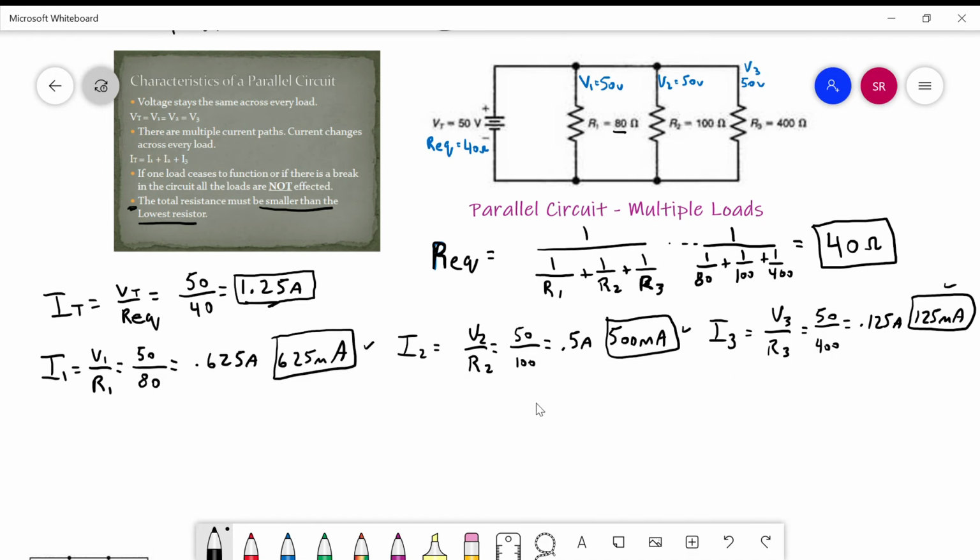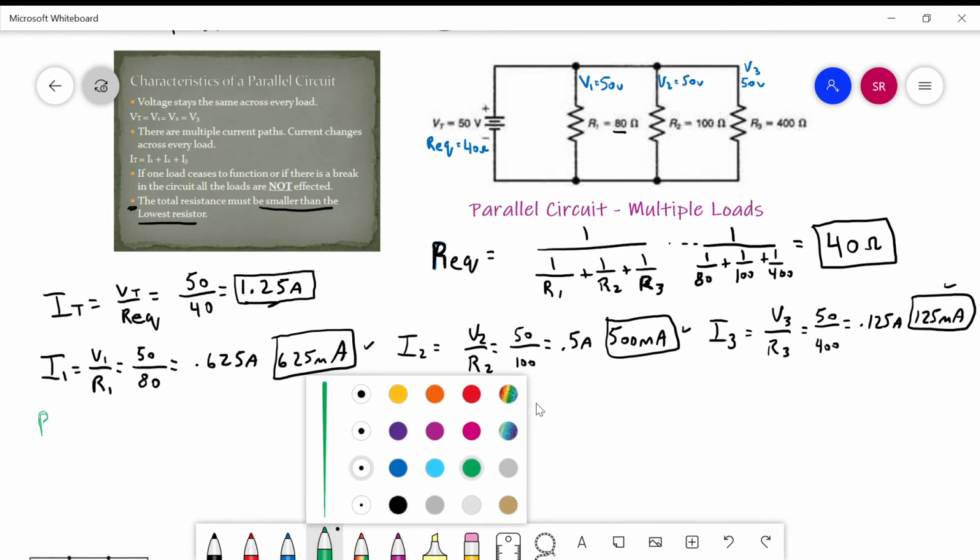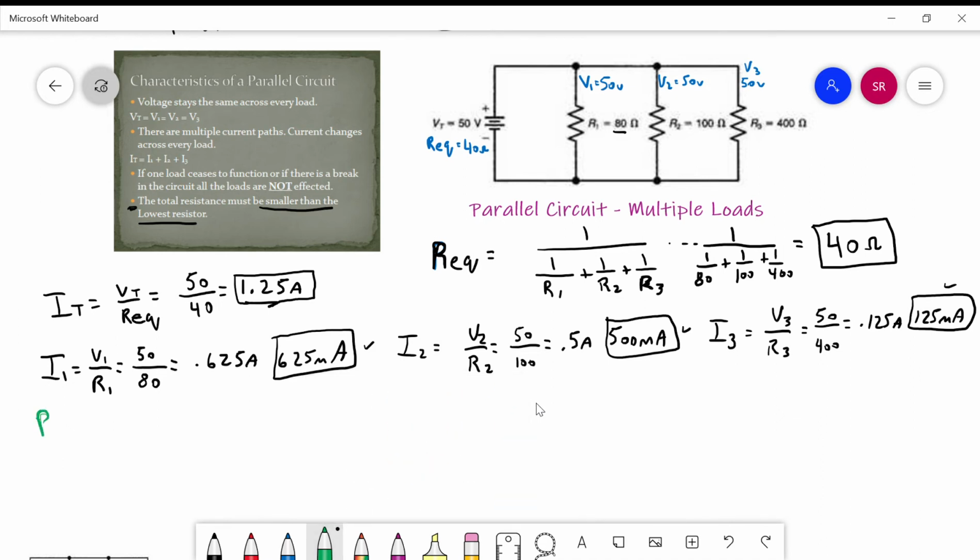All right. Next, we're going to find power. I'm going to use a different color for power. Let's find PT first. I'm going to make it a little darker here so we can all see it. I'll just use VT times IT for this, right? The power formula, V times I. That's what I'm going to use here.